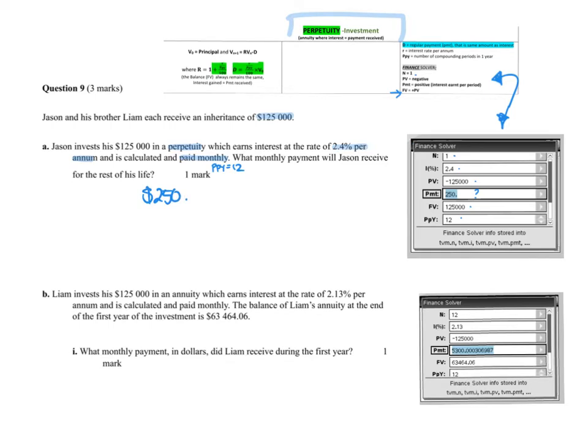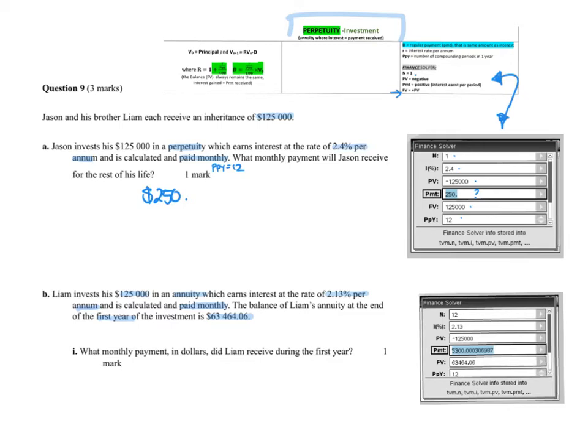Liam invests his $125 in an annuity, which earns an interest rate of 2.13% per annum and is calculated and paid monthly. The balance of Liam's annuity at the end of the first year of the investment is this amount. What is the monthly payment that Liam receives during the first year?